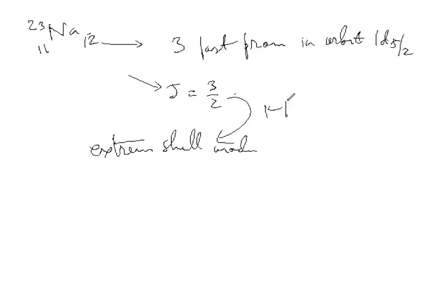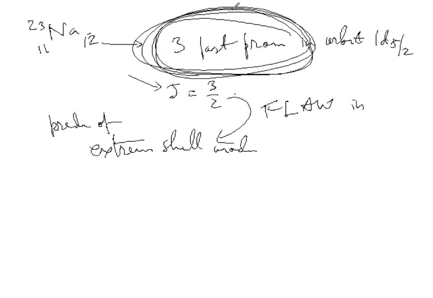So we have a flaw in the predictions of the extreme shell model. Actually here you see, it is the coupling between the three nucleons that determines the value of the spin, and not separately the value of J of each of them. So these three protons, they are doing something.